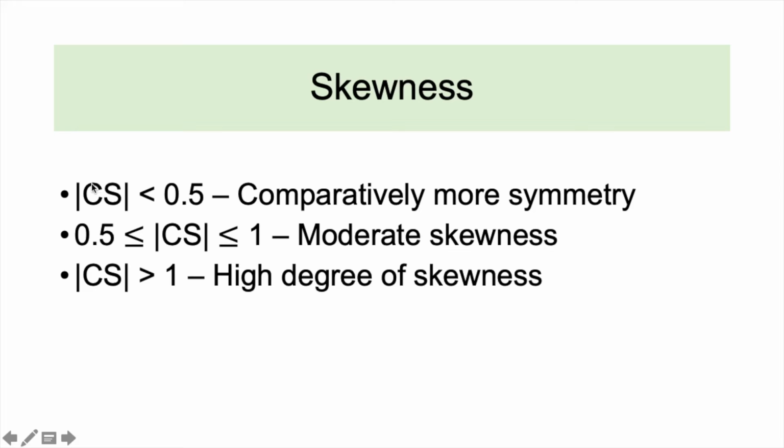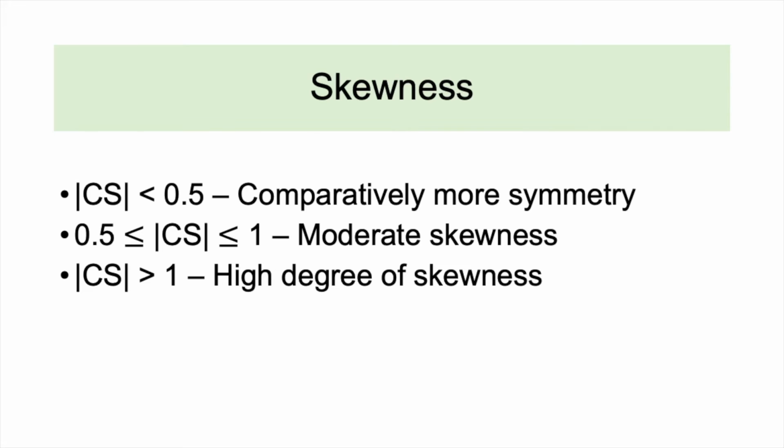And if you want to look into the coefficient of skewness, if the coefficient is less than 0.5, we say comparatively it's symmetry. If the coefficient is greater than 0.5 and lesser than 1, we say that's moderate skewness. And if the coefficient is greater than 1, we say there is high degree of skewness.